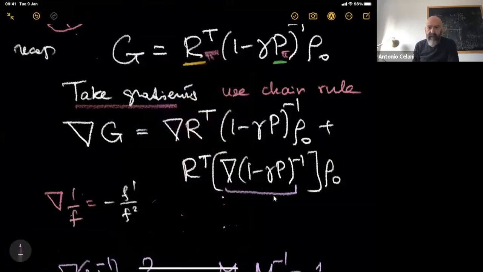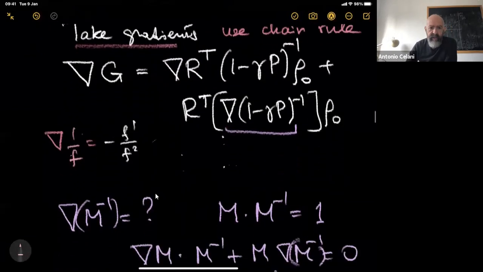Okay, now the issue is that matrices are not necessarily commutative. So we have to take care about what we do when we take these inverses here. And this is what is done in the few lines below.